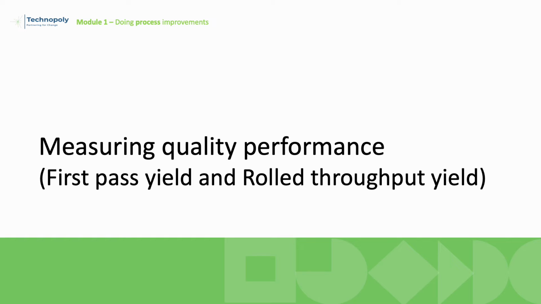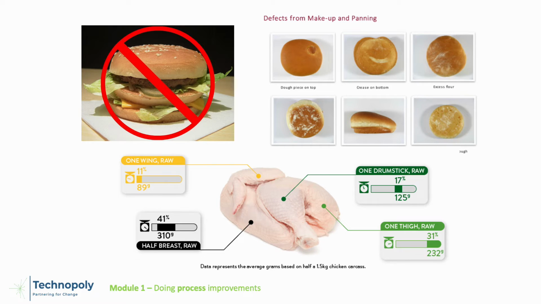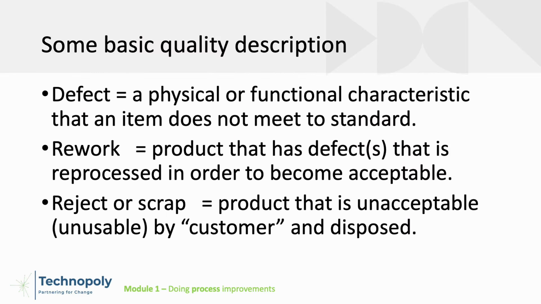The second kind of metric that we want to talk about is the metric that measures quality performance. Under this metric, we talk about first pass yield and rolled throughput yield. Normally, when we talk about measuring quality, we always refer to what would be the standards by which these products or services become acceptable to our customers. In order for these products to be acceptable, we always refer to some form of standard or characteristics that make the product desirable. Some basic concepts in quality before we talk about the quality metrics.